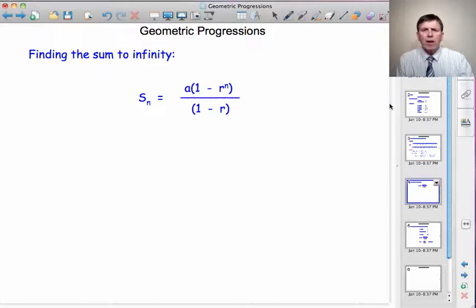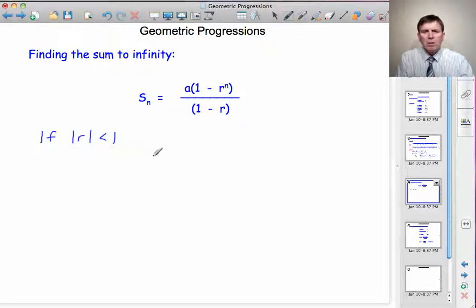We can now have a look at finding the sum to infinity for a geometric progression, sometimes called a geometric sequence. And I'm using the second version of the formula we've just derived. Sn equals a multiplied by 1 minus r to the n over 1 minus r. Now this sum to infinity only holds true if the modulus of r is less than 1. So basically if r is trapped between 1 and minus 1.